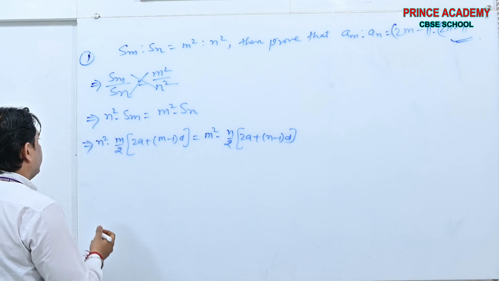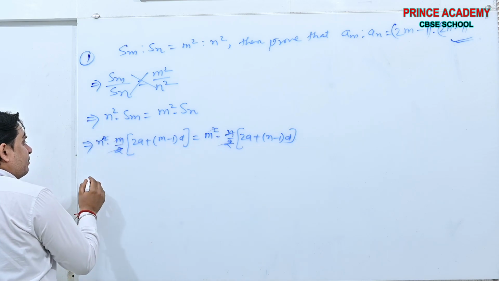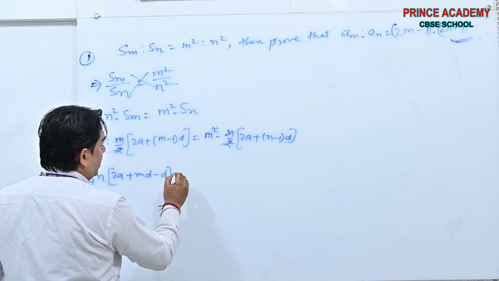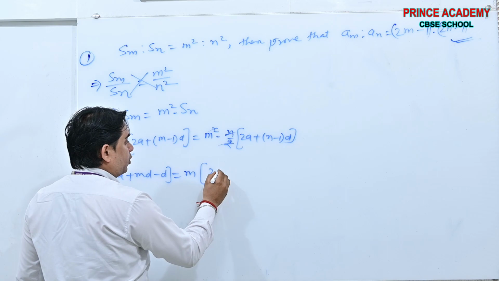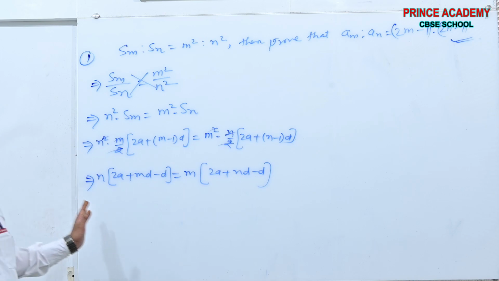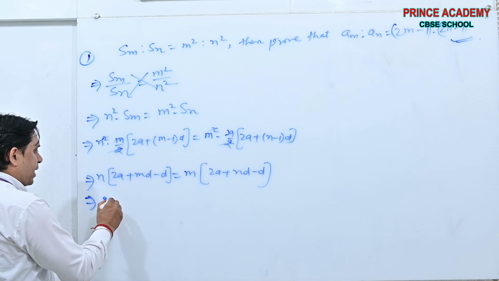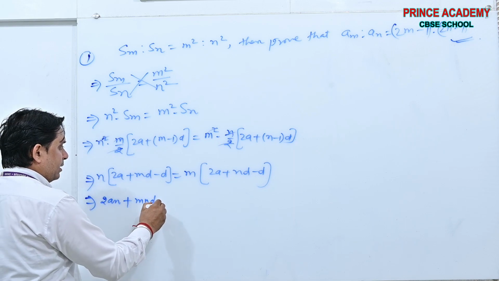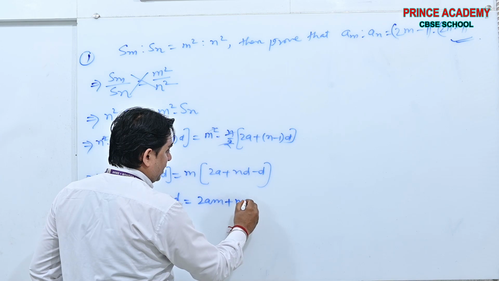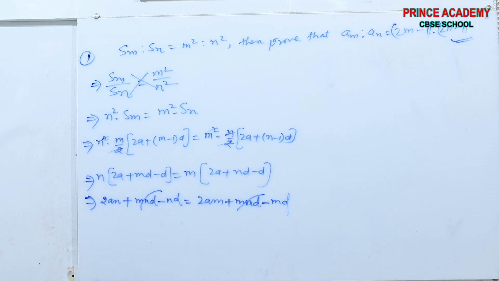Now see. By 2 cancels, and n is left on one side: 2a plus md minus d. Here m is left: 2a plus nd minus d. I multiply d inside. Now see beta, these types of questions we also have done. Multiply: 2an plus mnd minus nd equals 2am plus mnd minus md. mnd cancels on both sides.